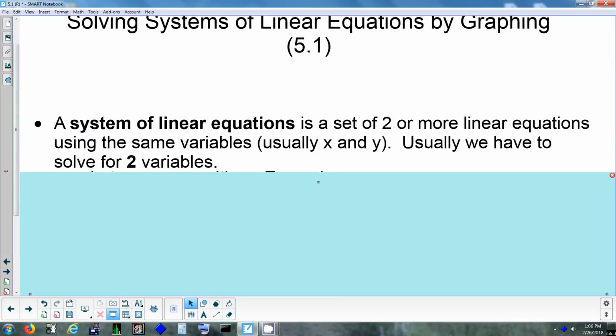Again, you got some blanks to fill in on your guided notes on the stuff that's in bold. So a system of linear equations, you want to fill in your first blank with that. A system of linear equations is a set of two or more linear equations using the same variables. Usually the variables will be x and y. Very rarely will we use something other than those variables. Usually we're going to have to solve for two variables.